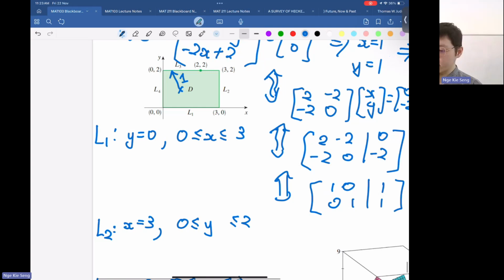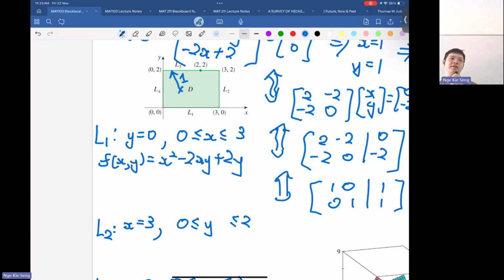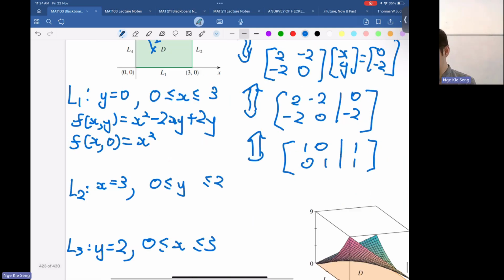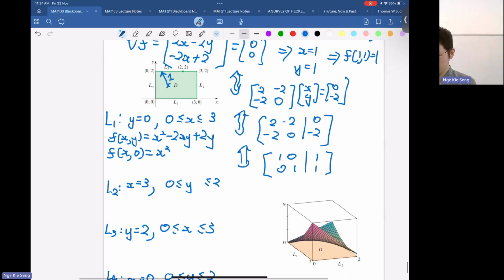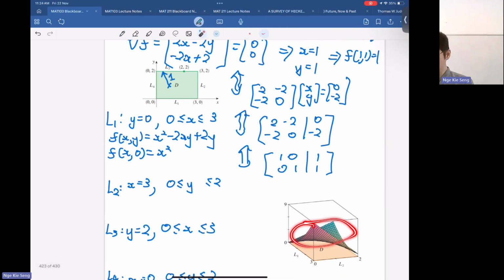So on this L1 here, what happened to my function? Let's write down my function here. f(x,y) equals x squared. What happened to my function here? My y is always 0, so I reduce my function to x squared only. So on the surface, what are you thinking here? Look at this surface. If you just look at the line y equals 0, where is it?